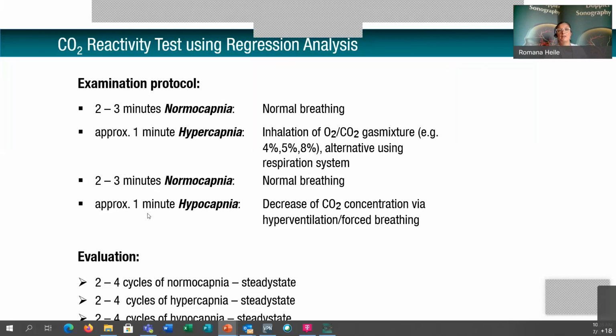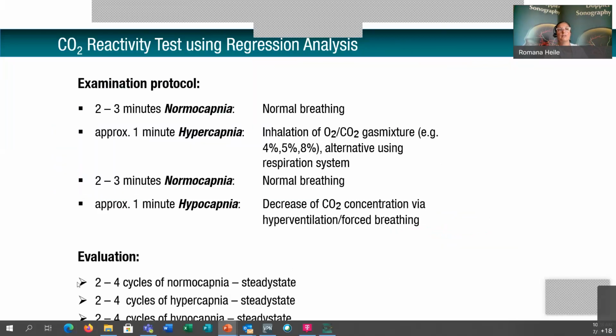That means that the patient has to do, for approximately another 1 minute, hyperventilation in order to decrease the CO2 concentration and increase the O2 concentration and force the vessel to constrict. After that, the patient can breathe normally again. So either you stop straight away after hyperventilation, or you just let it run for another couple of minutes. And then you can stop and start with the evaluation.